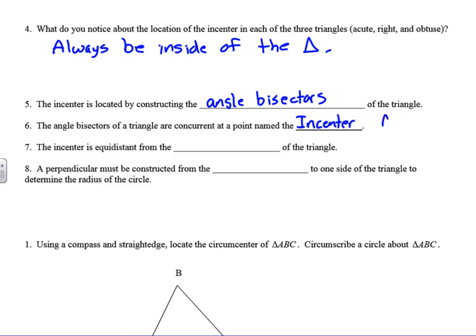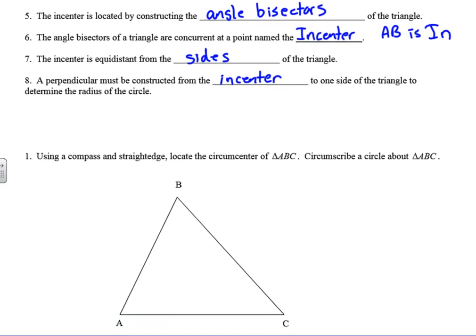All right, so AB is in. That's how I remember that. The in-center is equidistant from the sides of the triangle, and a perpendicular must be constructed from the in-center to one side of the triangle to determine the radius of the circle. Okay, so that's just a little review of what we just did, another way of thinking about it.